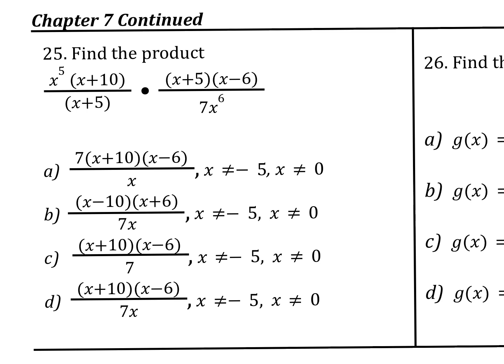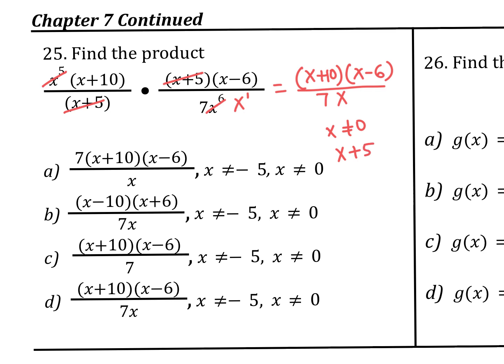Next question is number 25, where you have the same factor on top and bottom, x plus 5, and x plus 5 cancel. x to the power 5 cancels with one of the x to the power 6 and there is 1 x left. So what you got here is x plus 10 times x minus 6 divided by 7x, and x should not be equal to 0. x plus 5 should not be equal to 0, which means x should not be equal to negative 5. So the answer for this one should be letter D.